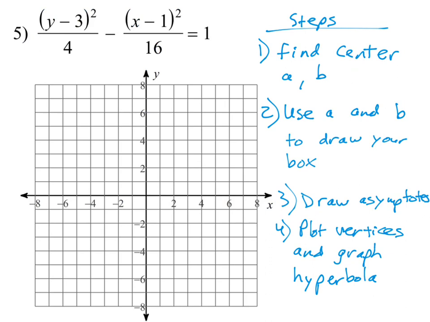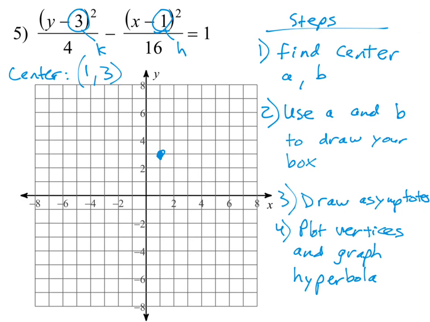So let's go through our process of graphing, and this is actually on the assignment. If you haven't got the assignment yet, get the assignment out and go to number 5. First things first, find the center, a and b. So the numbers in with x and y are your h and k. This one's h, this one's k, which means our center is hanging out at 1, 3. Let's go over to 1, 3 and put a dot.